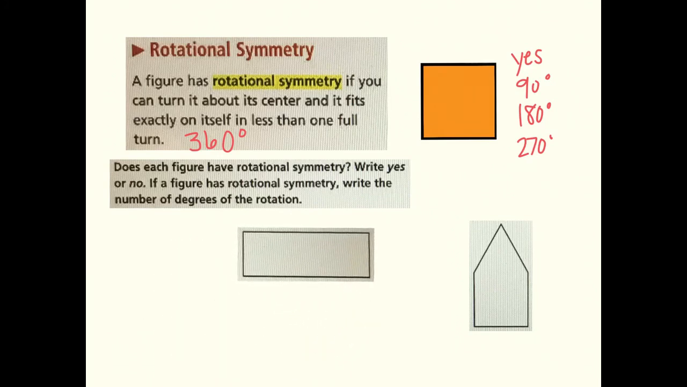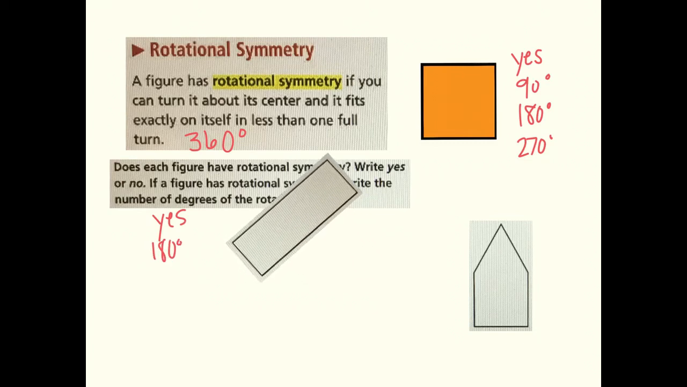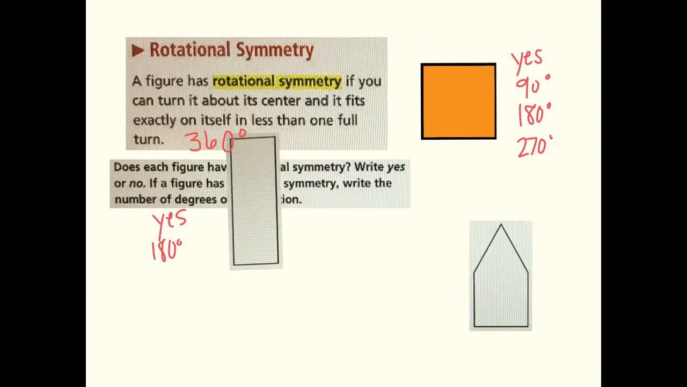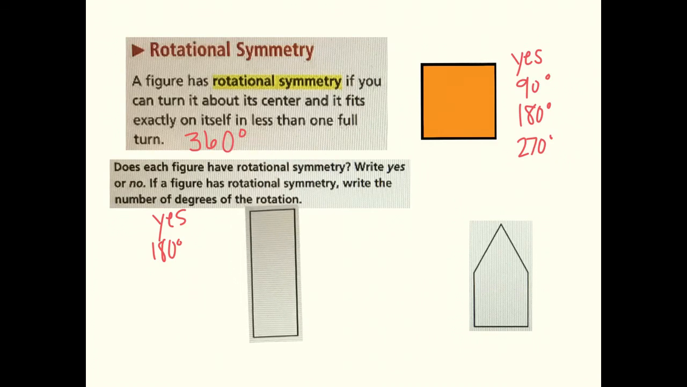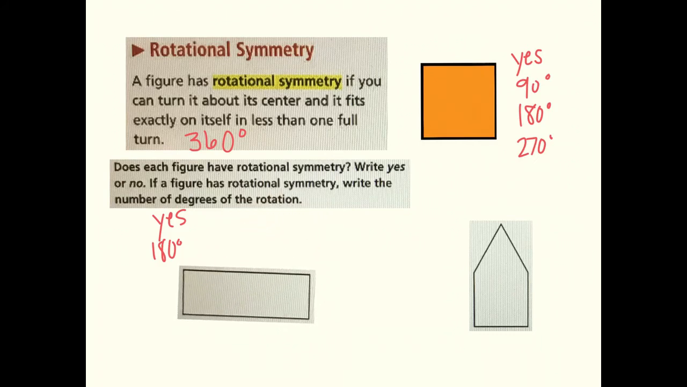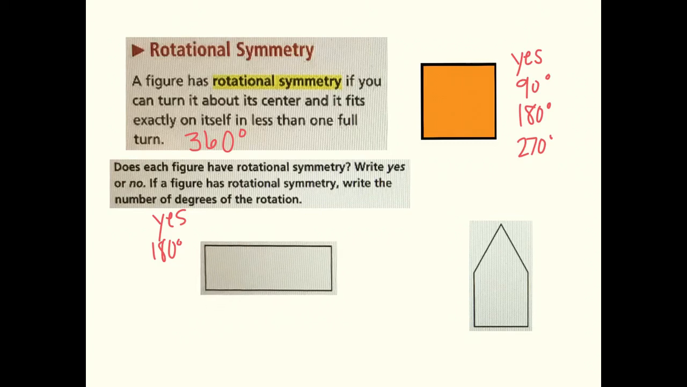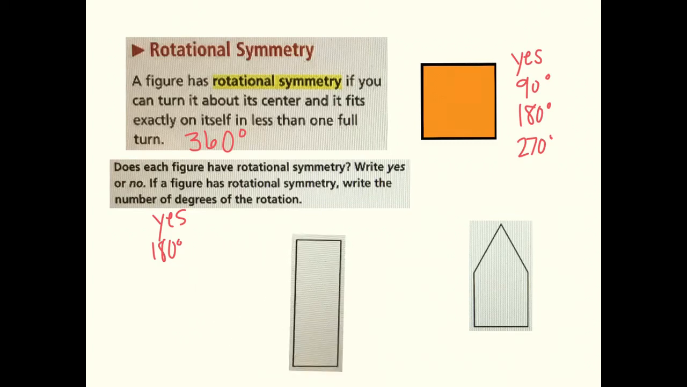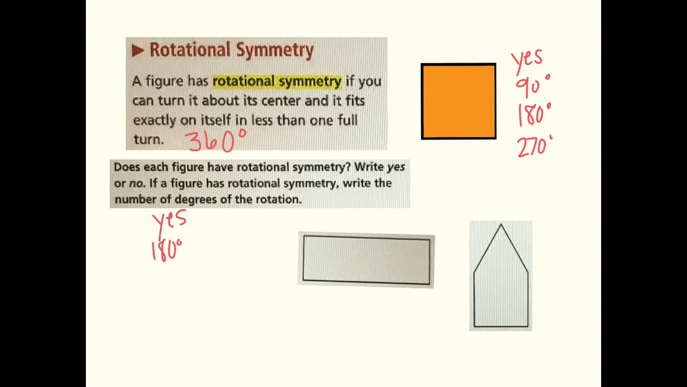Okay, so far, yes, we do have rotational symmetry. We have it at 180 degrees. Let's see if we can find any more. Now, this would be a 270. Okay, so 270 degrees. Again, it's up and down instead of side to side, because if I finish the full turn here, now it's at 360 degrees. So the only time I had rotational symmetry was at 180, that half turn. Then it looks the same.